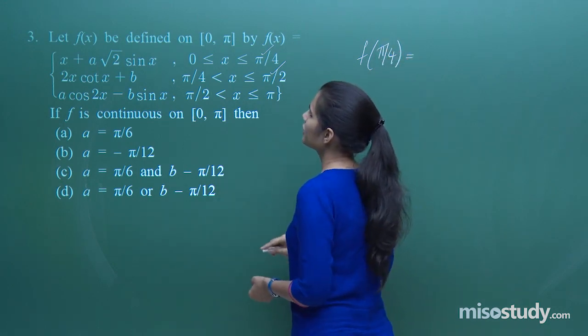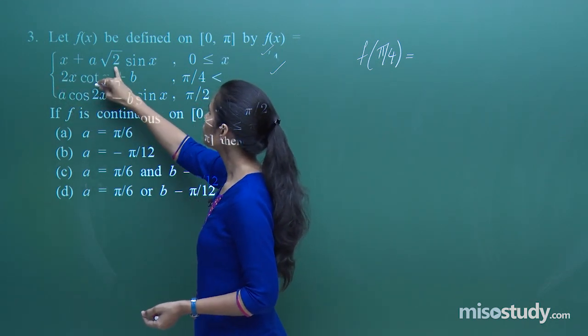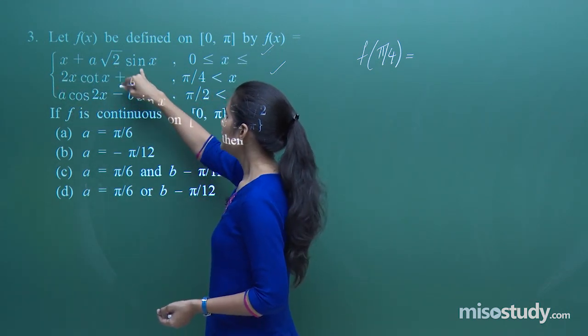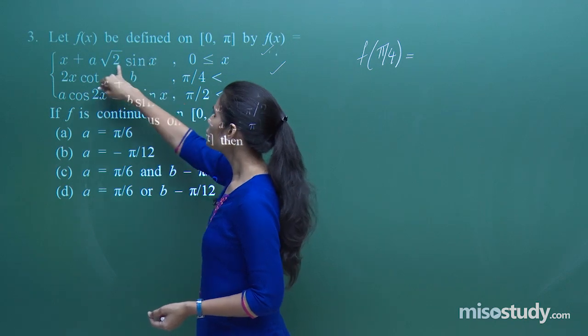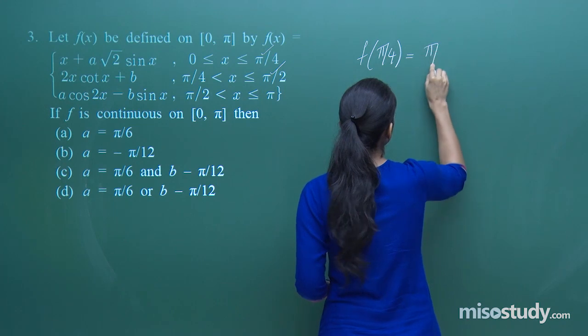f of pi by 4 is actually equal to pi by 4 plus a into root 2 into sine of pi by 4. Sine pi by 4 is 1 by root 2, root 2 cancels, you are left with pi by 4 plus a.